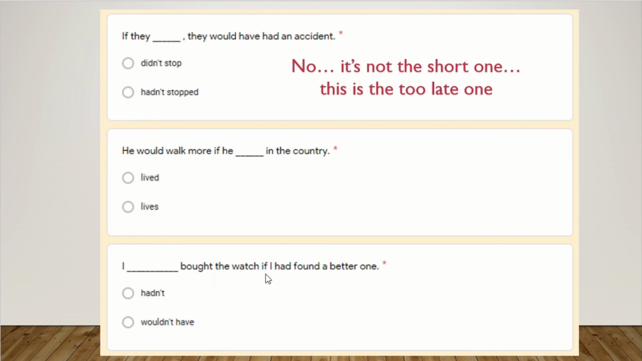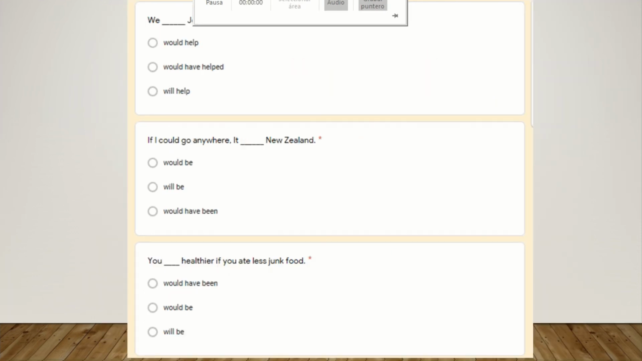I bought the watch if I had found, not only past, so it's the long one, right? Wouldn't have bought. Here you have the past participle of the verb. So what is missing? Wouldn't have. We need the would in the result. You have the if, you know that the would is needed. So this is not possible. Remember, guys, you have to analyze everything, every part of the sentences.